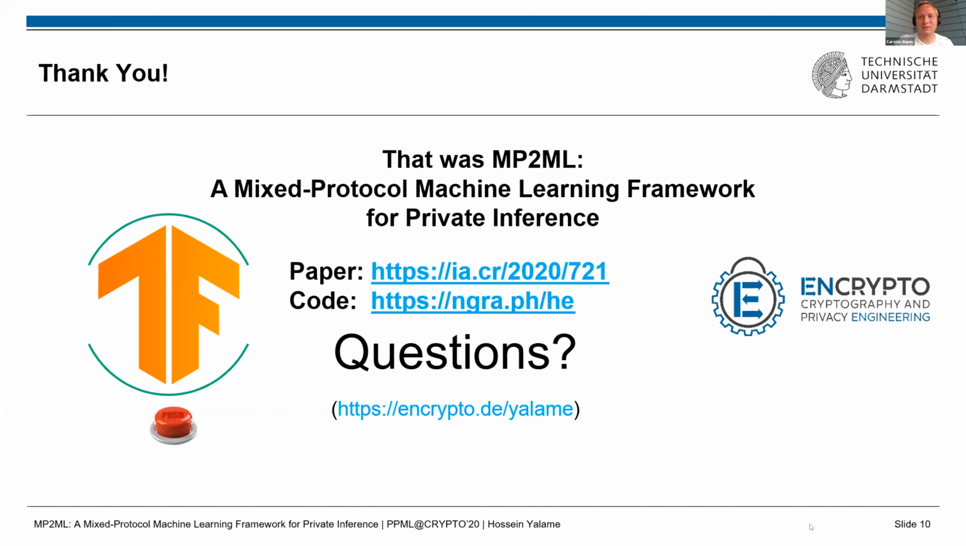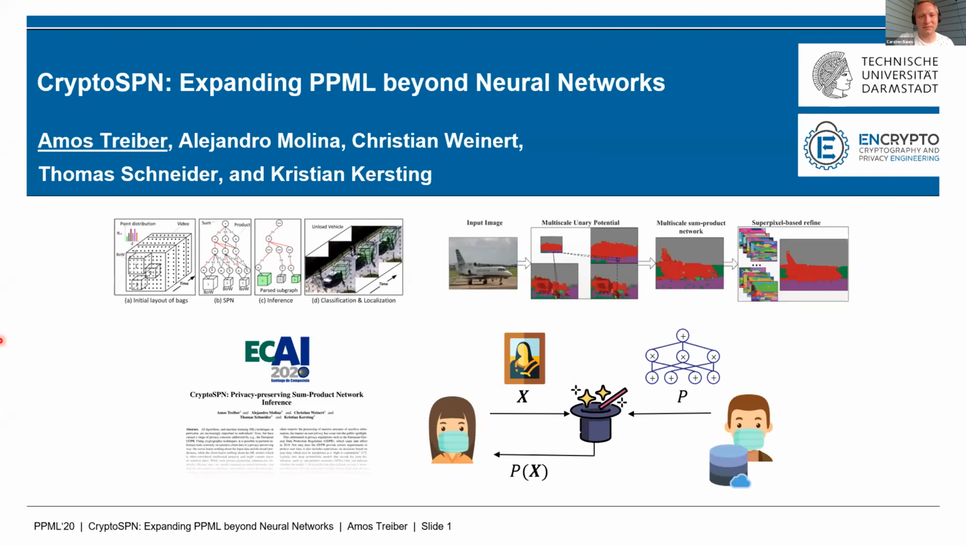Then the next talk would be by Amos. Amos, if you could try to share your screen. Can you see it? Yeah, looks good. Okay, the next talk is going to be by Amos Treiber about CryptoSPN: expanding privacy-preserving machine learning beyond neural networks. So Amos, take it away.